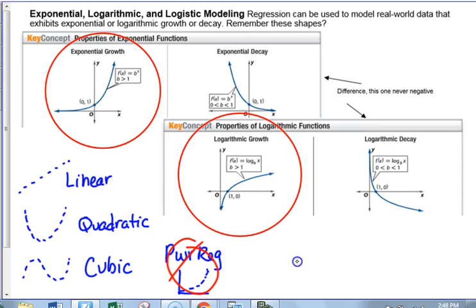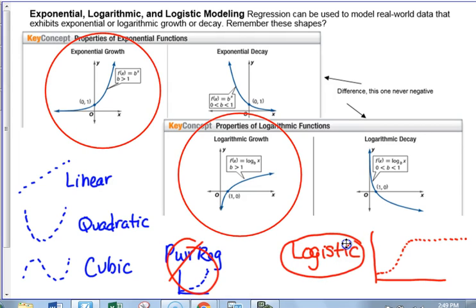The other one that you might see on the test that is not on the screen right now is logistic. Remember the bear question we did yesterday? It said you introduce something in, it slowly grows, then it grows more rapidly, but eventually you've used all the resources so it levels off. This shape, logistic, will also be on the test, possibly.